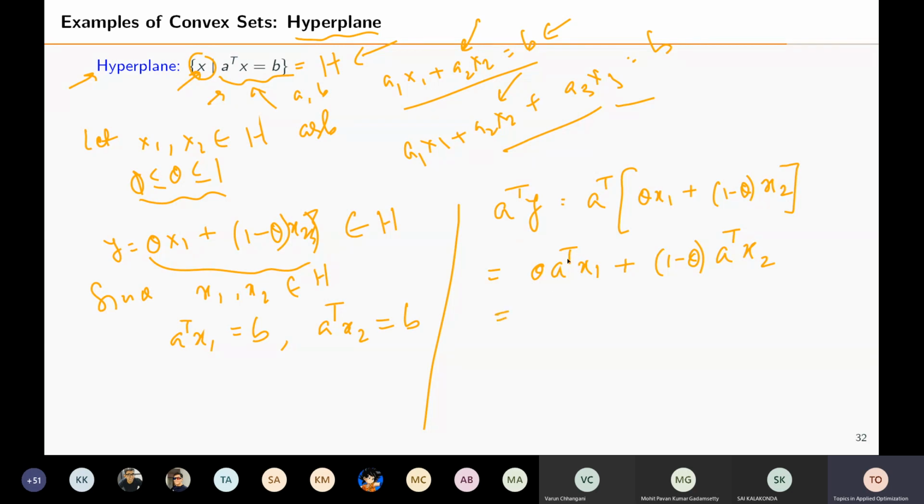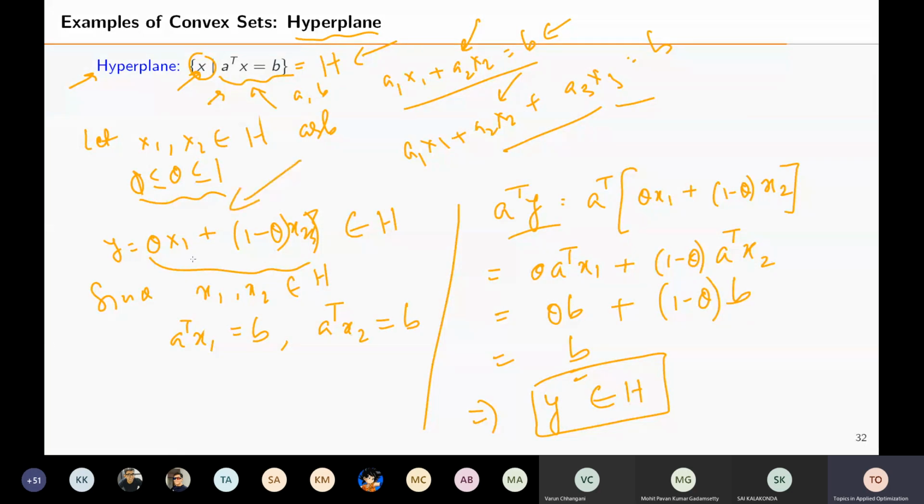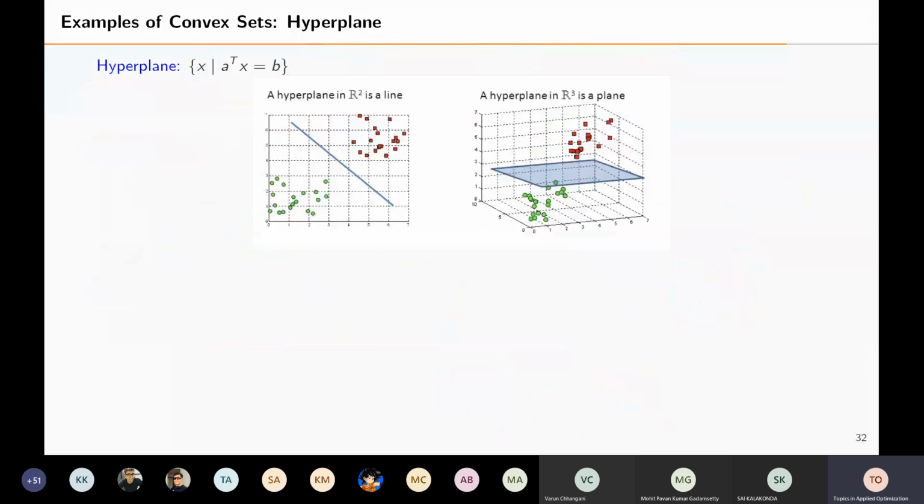Here I have A transpose x1 is B, so it is theta B plus 1 minus theta times B, since A transpose x2 is B. So this turns out to be B only. Since it satisfies A transpose Y is B, this implies Y is in the hyperplane. That proves that if I take any two arbitrary points, the line joining them is also in the set H. So this means that this is a convex set. Examples of a hyperplane, as I said: in R2 it is a line.